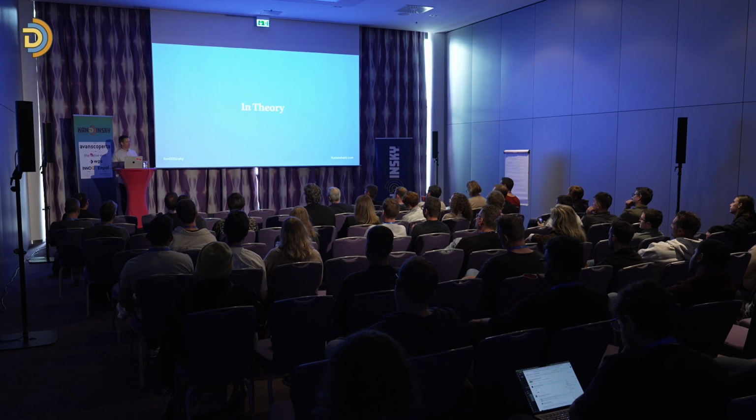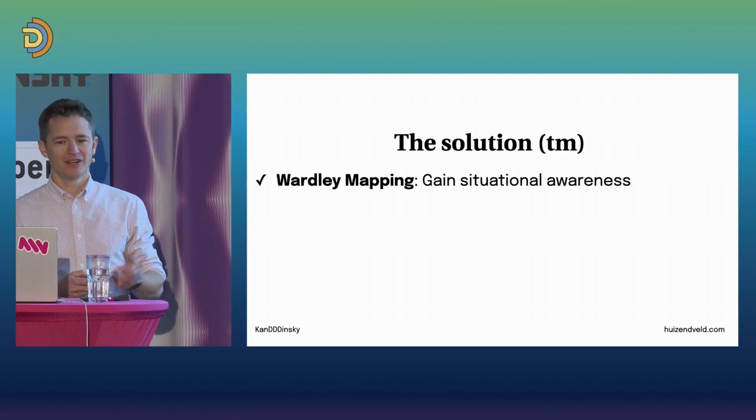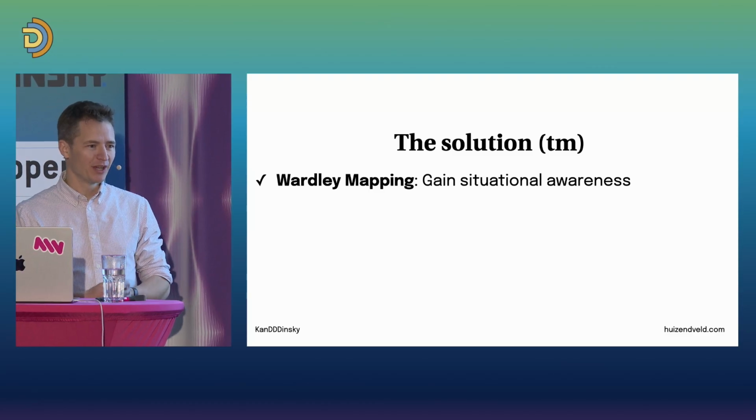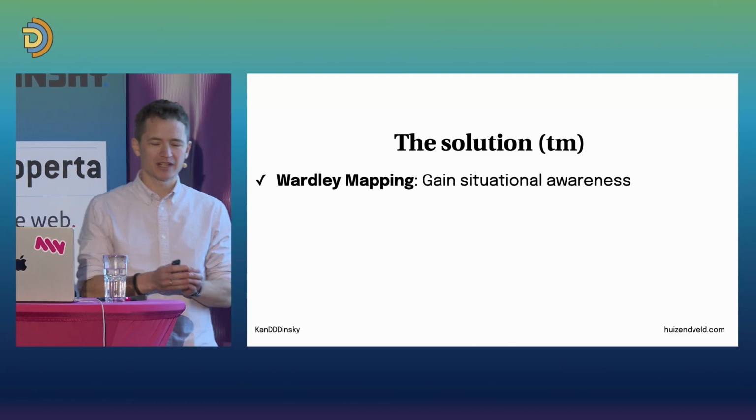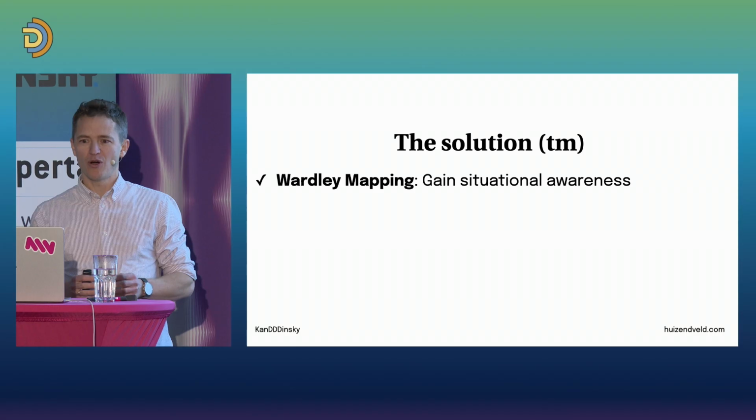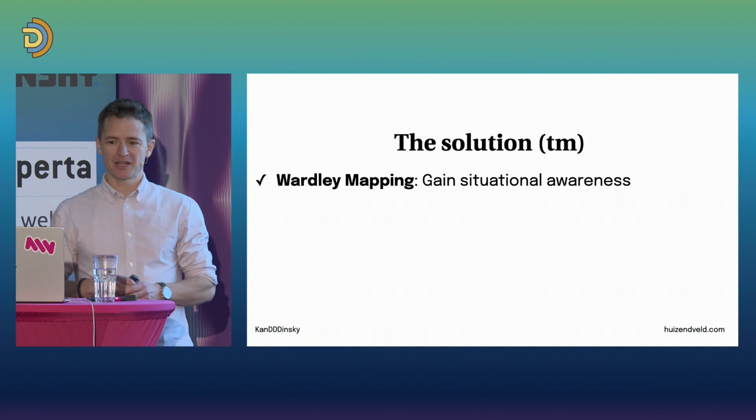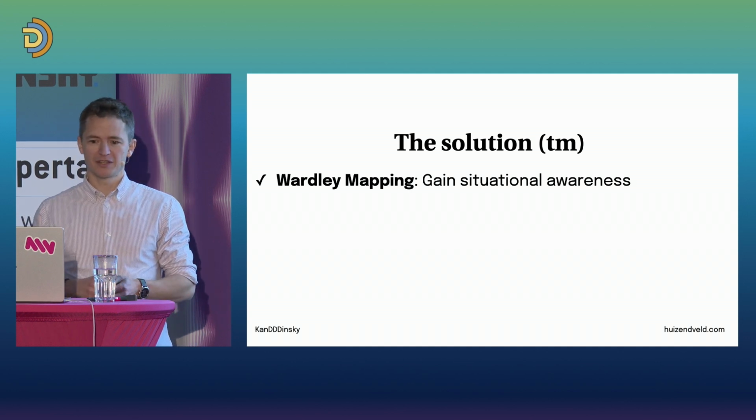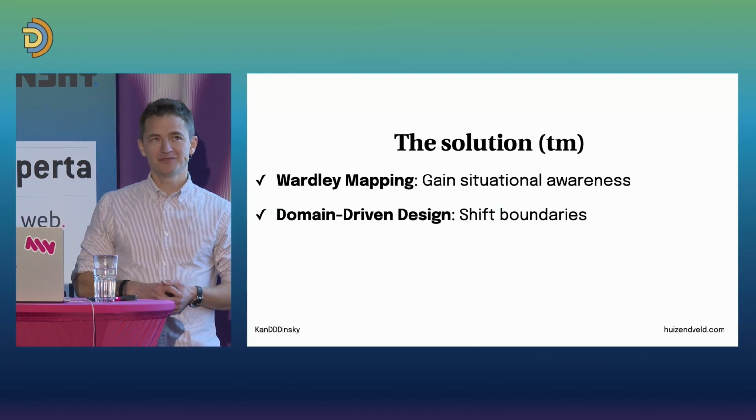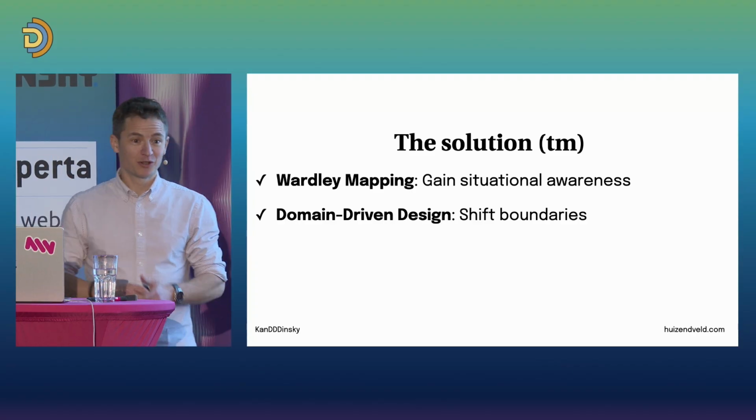So in theory, how does this work, right? Well, in theory, the solution is this, right? What you're going to be doing is you're going to be doing Wardley mapping to gain situational awareness, right? You're going to work together with people that understand your business and your ecosystem very well, and you're going to make a map of the problem landscape and how you want to move in that landscape. And you're going to find initiatives, and you're going to say, these are the initiatives that we focus on given the constraints.